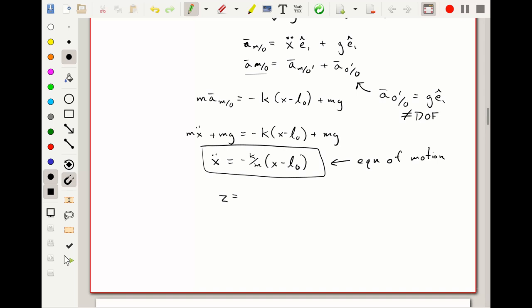So I like to plug in a dummy variable to get rid of this x minus L0 and say that z is equal to x minus L0, so that my z double dot is equal to x double dot, which means that my equation of motion is now z double dot equals negative k over m times z. And this k over m is equal to 2 Newton per meter over 1 kilogram, or 2. So z double dot equals negative 2 times z.